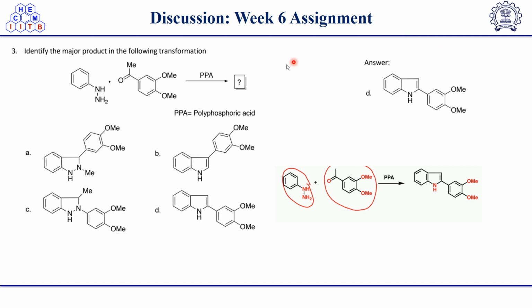So this aryl hydrazone will be formed by the treatment of this aryl hydrazine and this ketone in the presence of this acid catalyst. That is, here it is polyphosphoric acid. So first the hydrazone will be formed with this NH2 and this ketone, and that will get protonated and isomerization occurs to get the enamine tautomer.